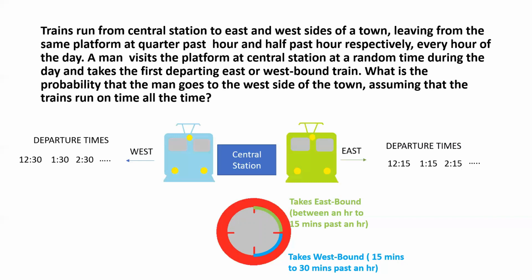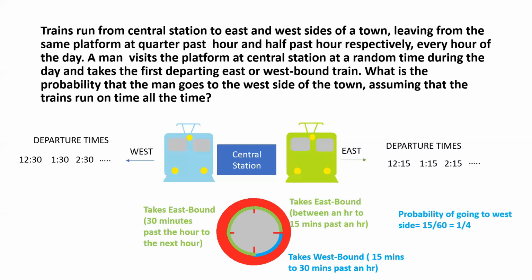Now, what happens if he arrives after 30 minutes past the hour? In that case also, he'll end up taking the eastbound train, the next eastbound train. So if he arrives anywhere in this time zone, that's also in green, he'll end up taking the eastbound train. So this is how the man's arrival at different times within an hour impacts him taking the eastbound or the westbound train. And from this, it's very easy to see that the man will end up going to the west side of the town only if he arrives within those 15 minutes, from 15 minutes past the hour to 30 minutes past the hour. At all other times during the course of the hour, he will end up taking the eastbound train.